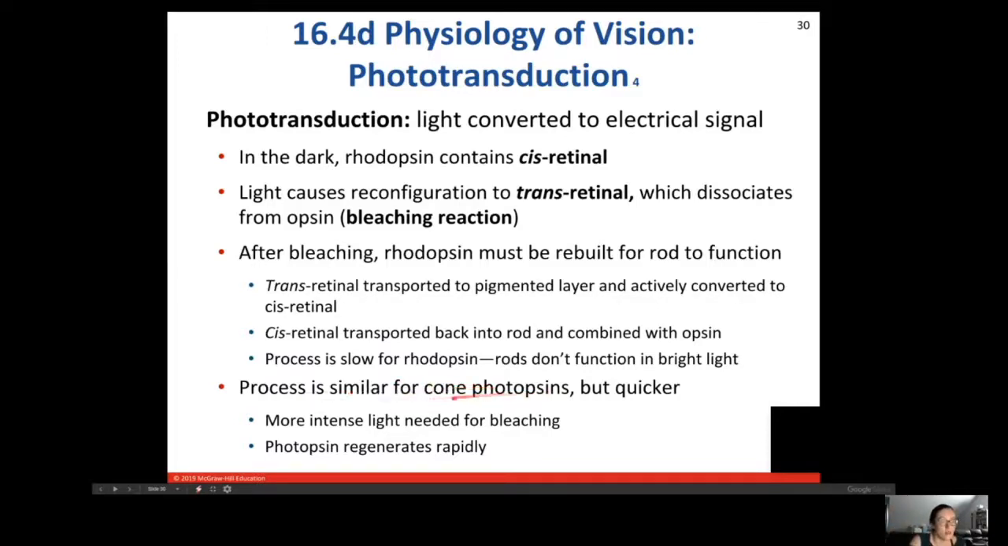The process is similar for the cone photopsins, but quicker. We need a more intense light to bleach them, and they regenerate fairly rapidly.